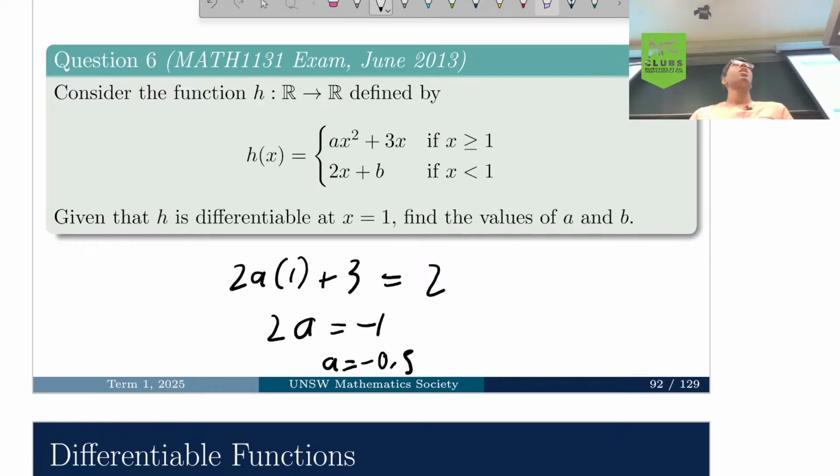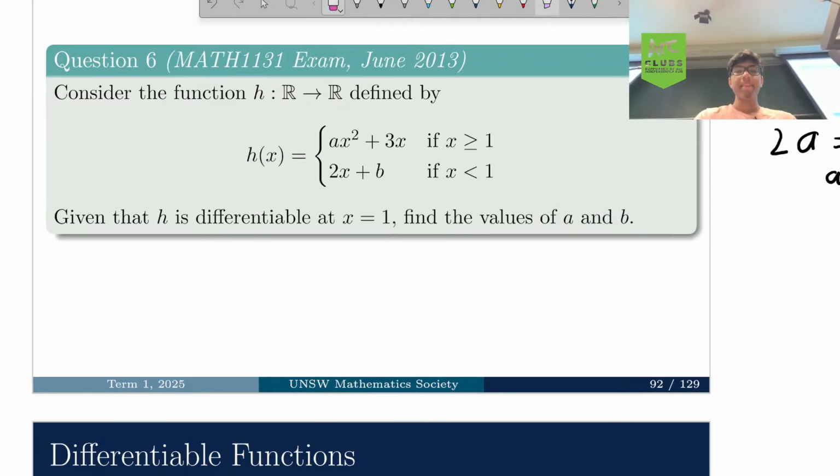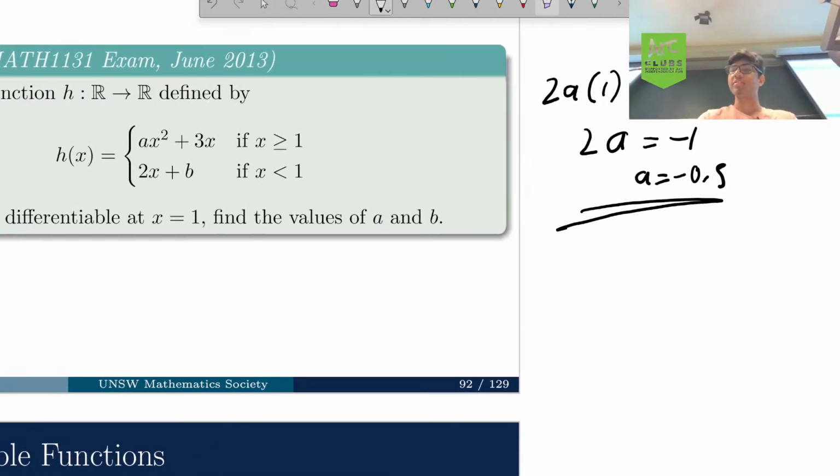So I've equated my left-hand and right-hand gradients because I know it's differentiable, so the gradient function exists at that point, and because the limits of my gradient for both sides must be the same thing. Okay. I can move this off to the side. And let's continue, so that's good.